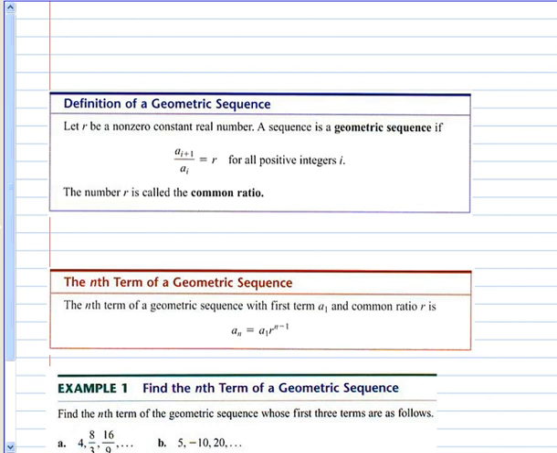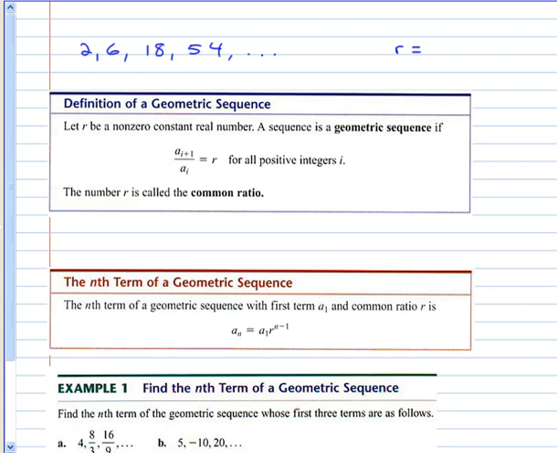thing each time. So let's say I start with 2, and then I get a 6, and then I get an 18. Next comes a 54. Can you tell what is happening on this sequence? Well, hopefully you can tell we are multiplying by 3 each time. And we have a name for the value that we're multiplying by. It's called the common ratio.